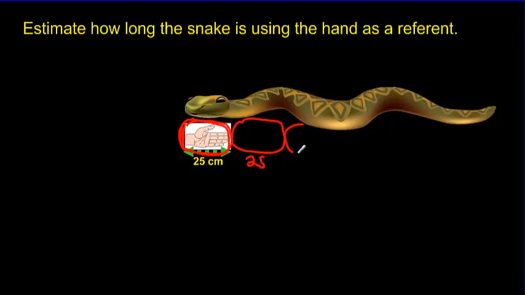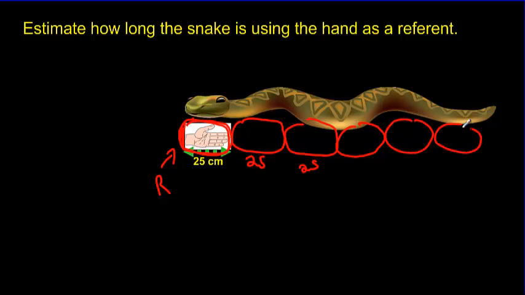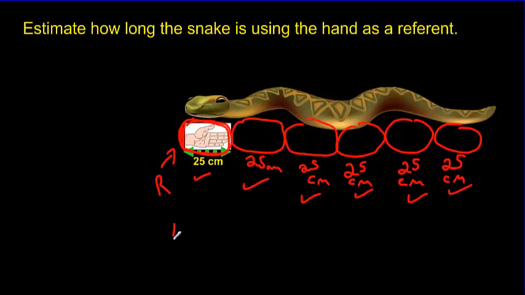And I'm going to make another referent over here, or a duplicate of my referent. These are all being used to compare with the referent. So I'm going to make another one here, and another one like that. And they're all about 25 centimeters long. So this is 25 centimeters, so is this. I'll put cm for centimeters below all of them. And if I count them, count with me, 25, 50, 75, 100, 125, 150 centimeters is approximately how long the snake is.